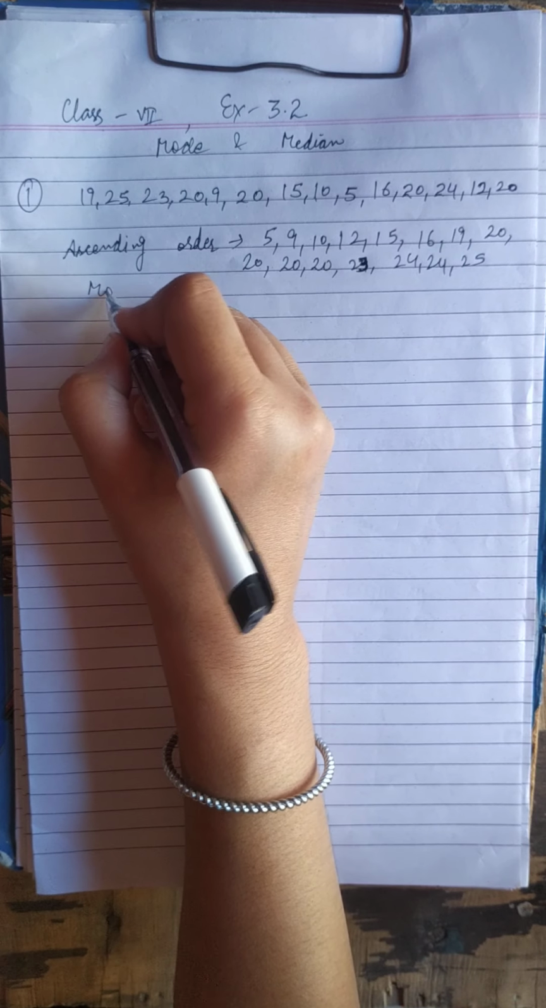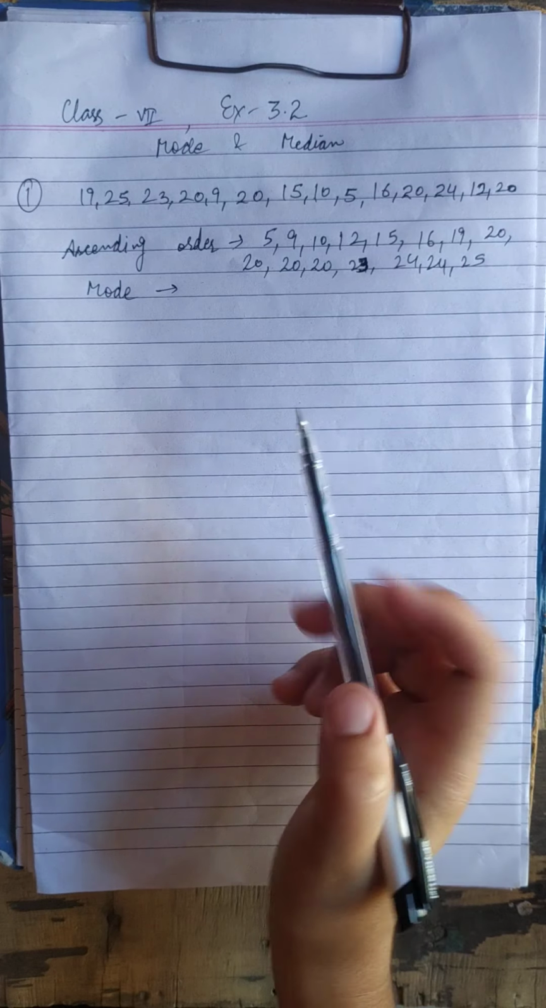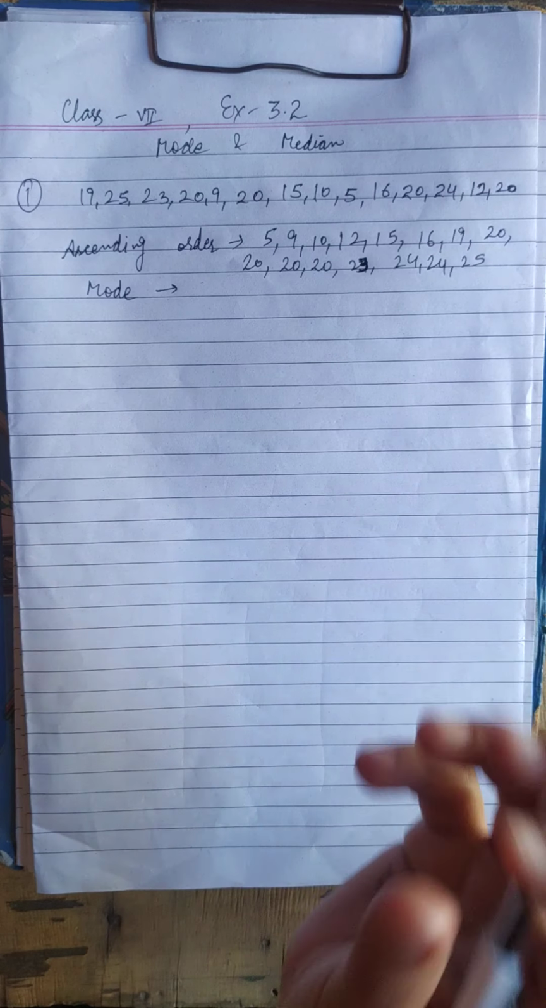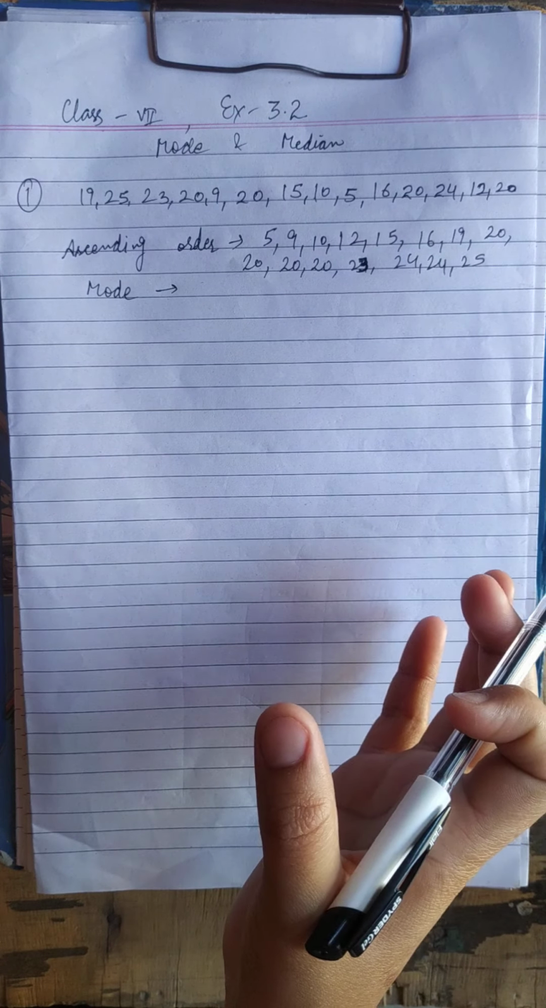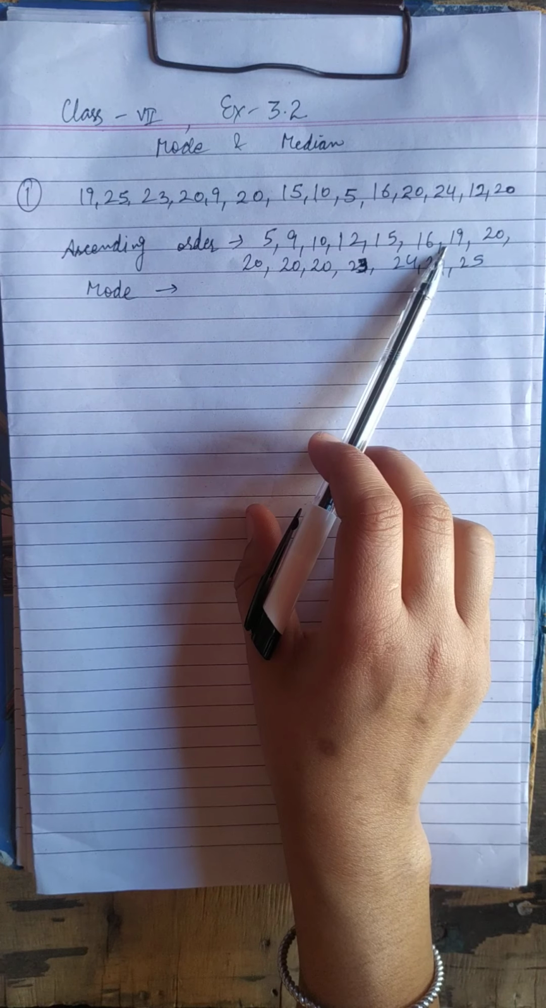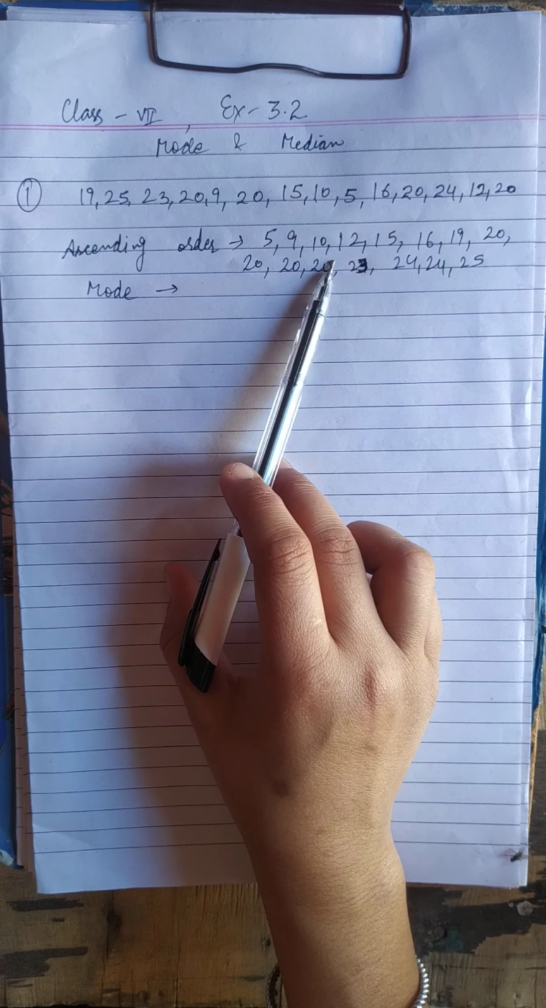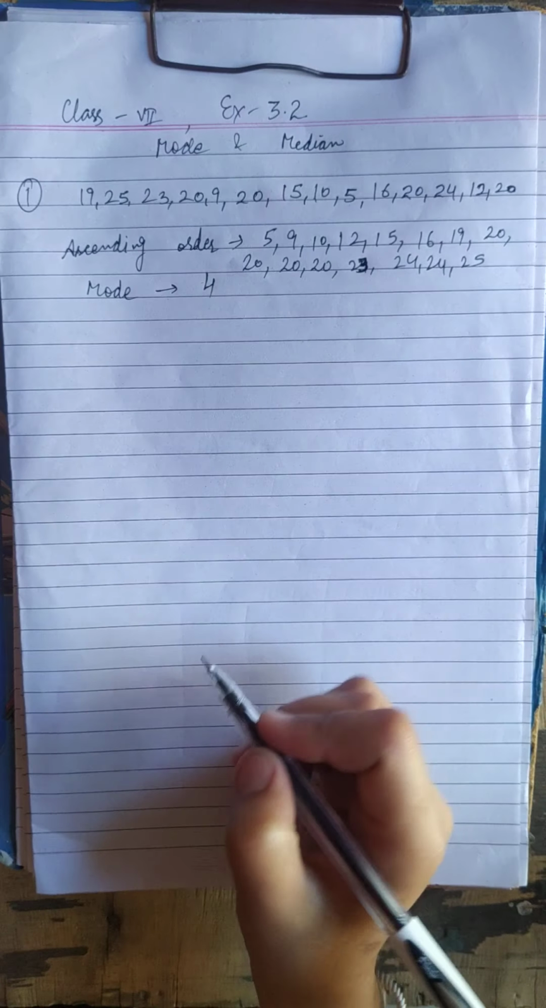Firstly, we will write the mode. In any data, the number which is occurring most of the time is our mode. Here the number occurring most of the time is 20, it is 4 times. So the mode of our data is 20.